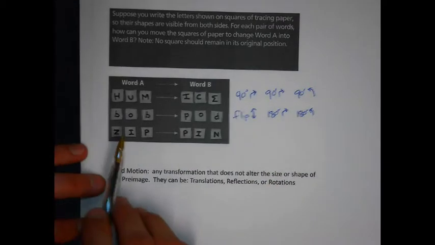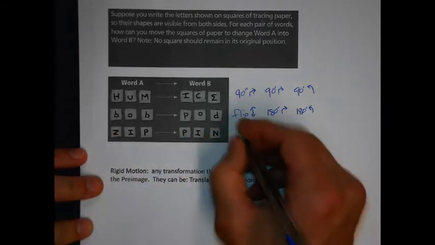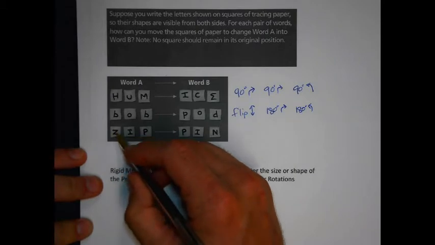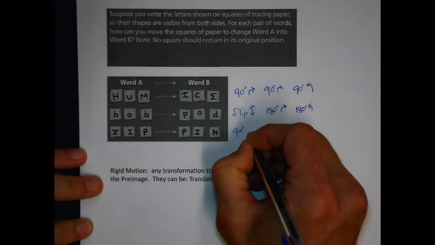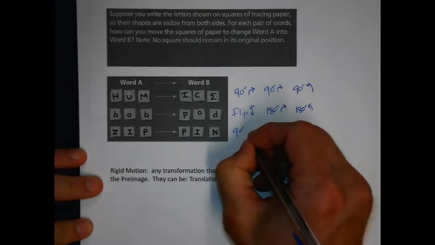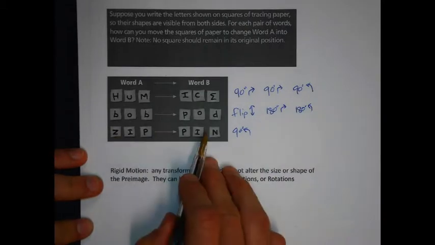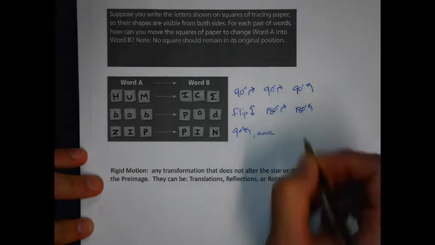And then lastly, this letter. How do we go from this letter to this letter, the Z to the N? You know, if we rotate the Z 90 degrees to the right, we get the N, but then we have to move it as well. So we rotate it 90 degrees to the left, I mean. So if we rotate it 90 degrees to the left, then we'd have the N, and then we'd also move it, right? We'd just move it over.